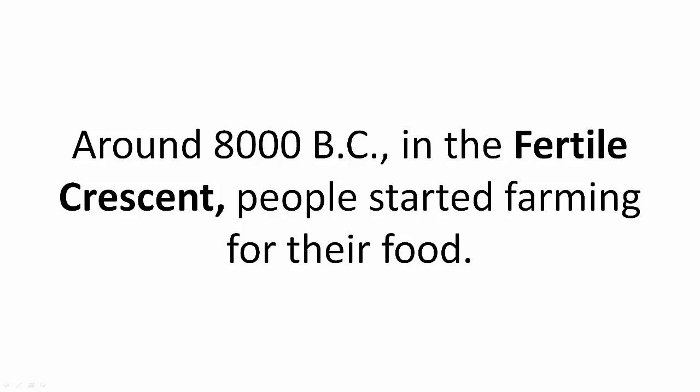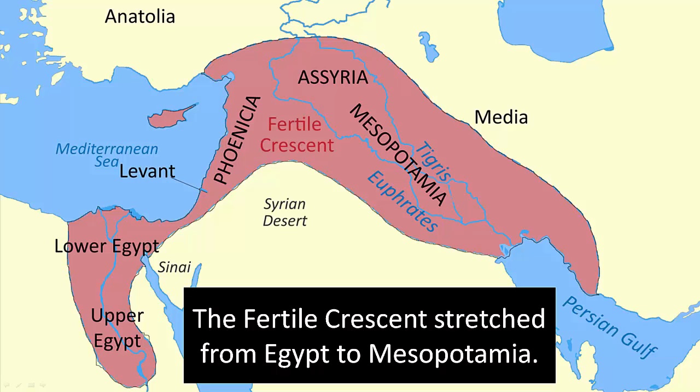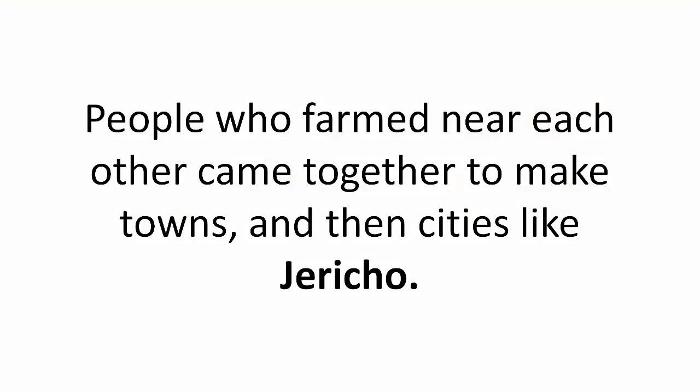8000 BC. Around 8000 BC, in the Fertile Crescent, so this was after the Ice Age, people started farming for their food. Here are some early farmers. The Fertile Crescent stretched from Egypt to Mesopotamia, which is the area between the Tigris and Euphrates rivers. People who farmed near each other came together to make towns, and then cities, like Jericho.